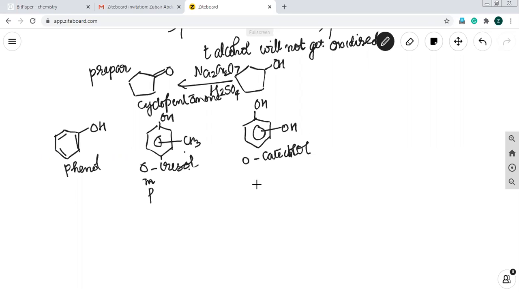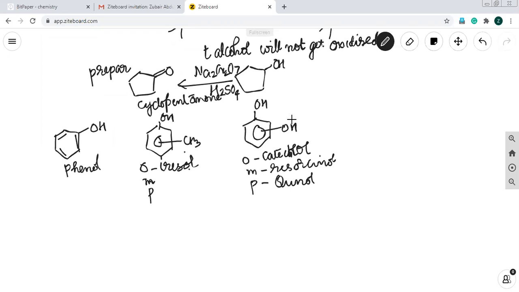CHOL, catechol. And if it is meta, you call it resorcinol. And if it is para, you call it quinol. So these are some of the names. Similarly, you can have trihydroxy compounds, and you have different names for those also.